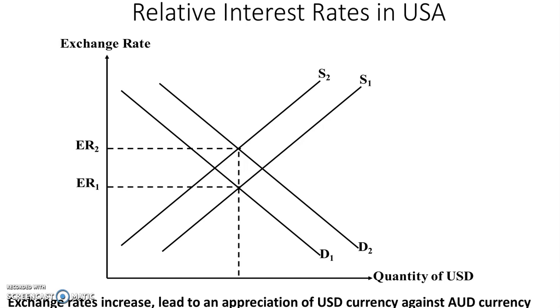So look at this graph. The supply curve moves to the left and the demand curve moves to the right. This will cause the exchange rate to increase from ER1 to ER2 and lead to an appreciation of USD currency against AUD currency.